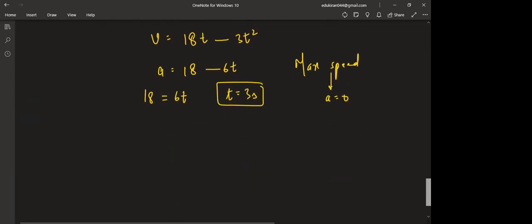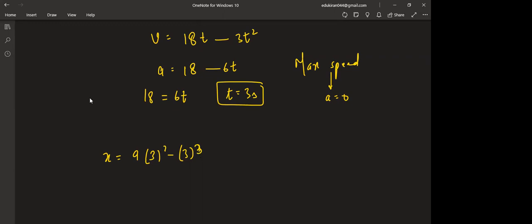Now you have time with you. So once time is there, you can substitute it. X is equal to 9 t square was there, so 3 square, minus t cube was there, so 3 cube. So that will become 9 into 9 minus 27, which is 81 minus 27, 54 meters. That's it. You just had to find out this. This was a very easy part. Note it down, those who haven't.